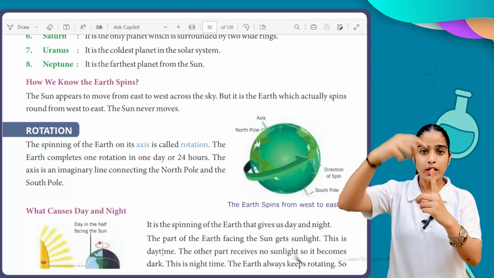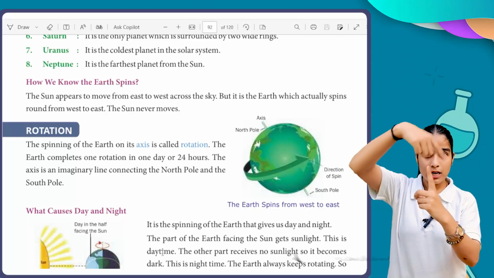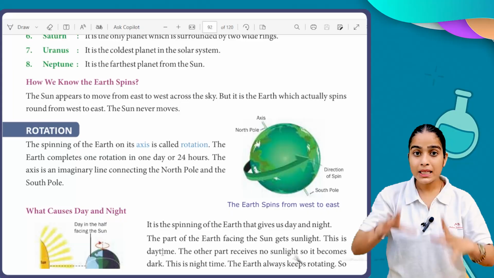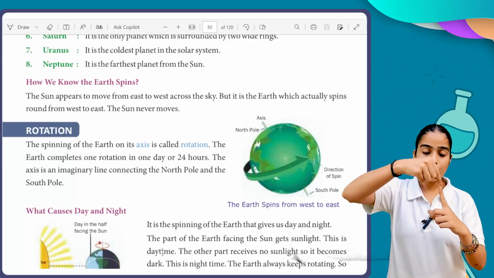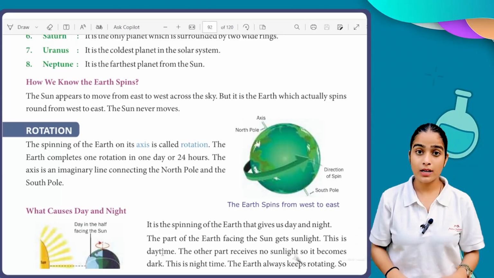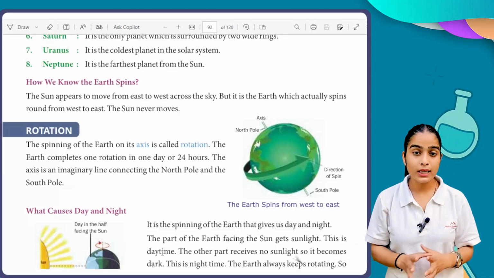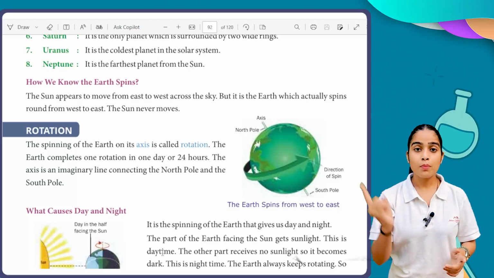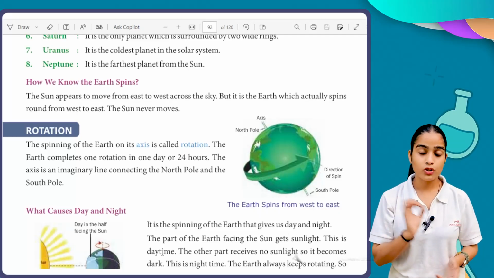And a fixed point, your Earth is round, taking rotations. And it completes its one rotation, moving like this, taking 24 hours. 1 day, a complete day, is taken by the Earth to make its one complete rotation.